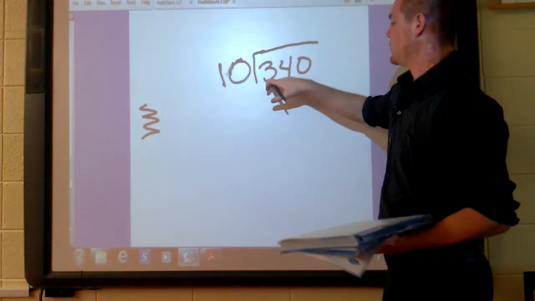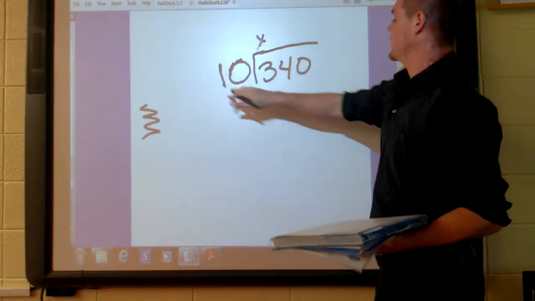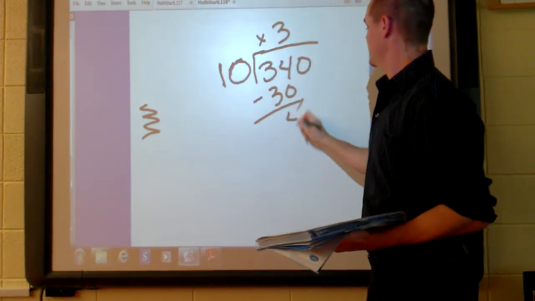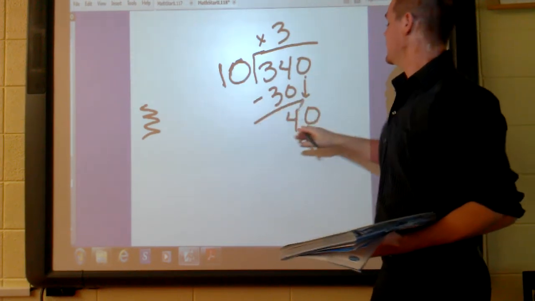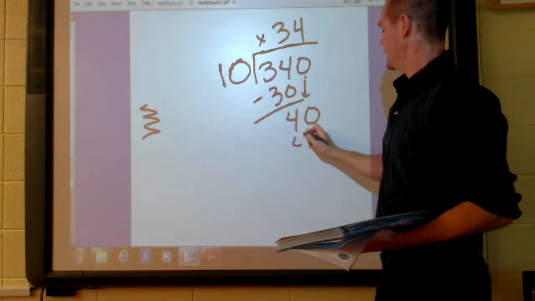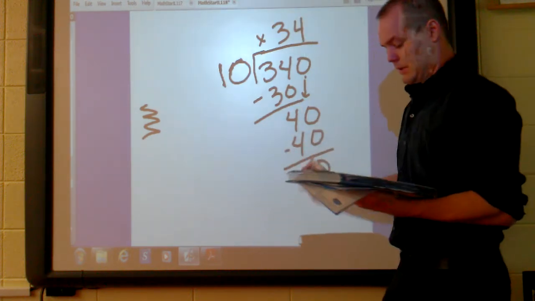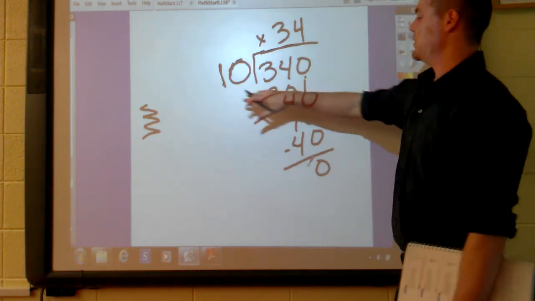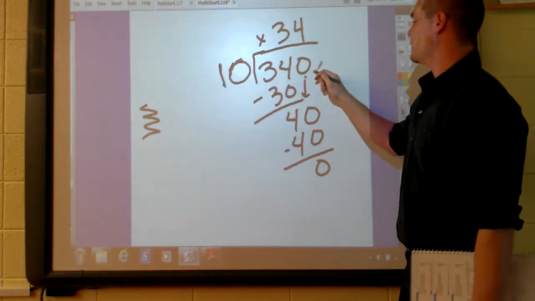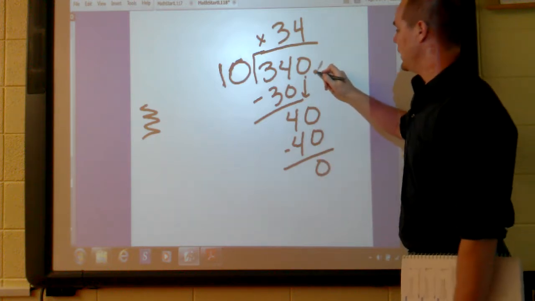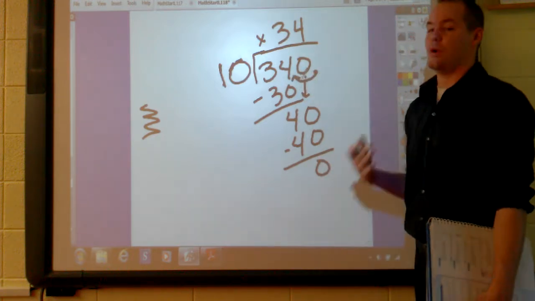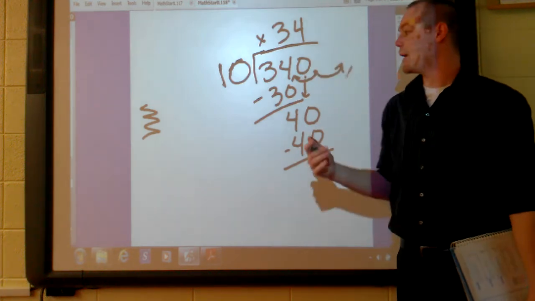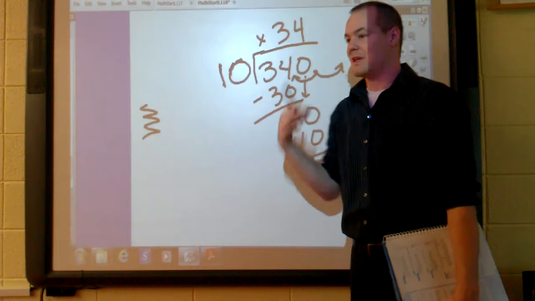The 10 doesn't go into 3. 10 goes into 34 3 times. 10 goes into 40 4 times. Okay? When you're dividing by 10, you basically take the decimal. It's assumed to be here, and you move it one place to the left. When you multiply by 10, you take the decimal, move it to the right. It's just the opposite when you divide by tens, hundredths, and thousandths.